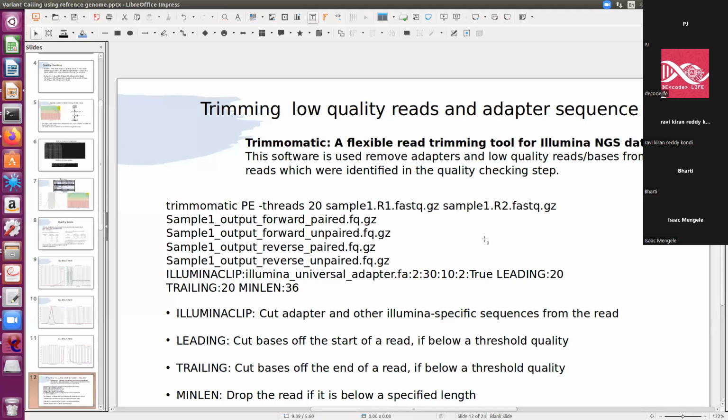You are able to see my slide, right? I will check once. Your slides are visible. Yeah.